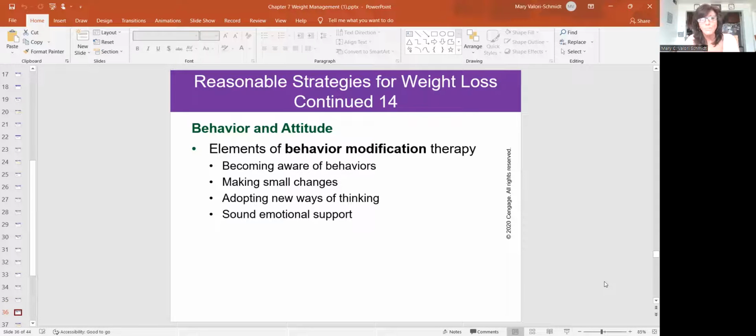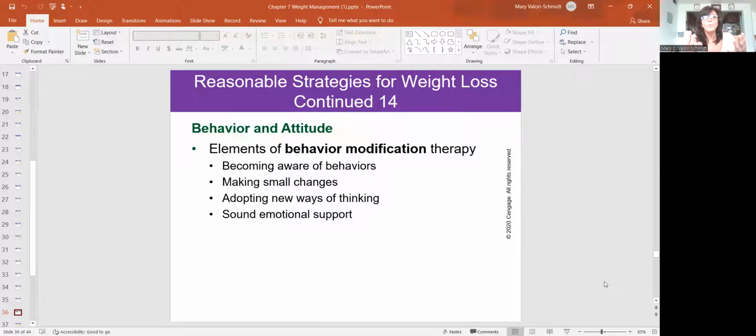Some people need something called behavior modification therapy, where they'll keep a journal or a log, because people will say, I don't eat more than anybody else. But if you start to write down when you eat, what you eat, why you ate it, you may start to become aware of behaviors that trigger you to eat a bag of potato chips, and will help you make these little changes. And over time, they really matter. It'll help you think in a different way.